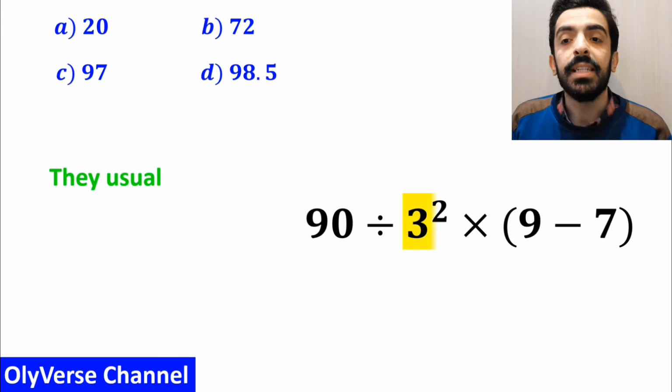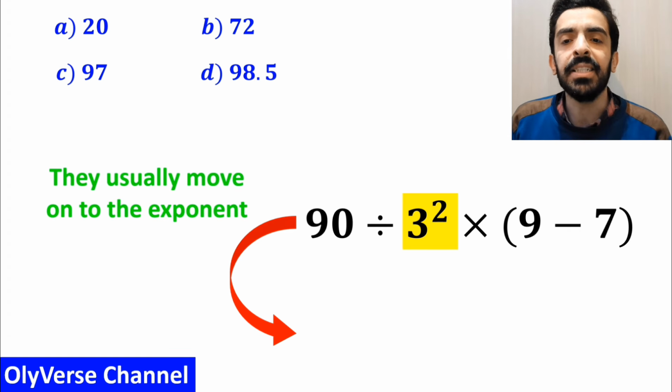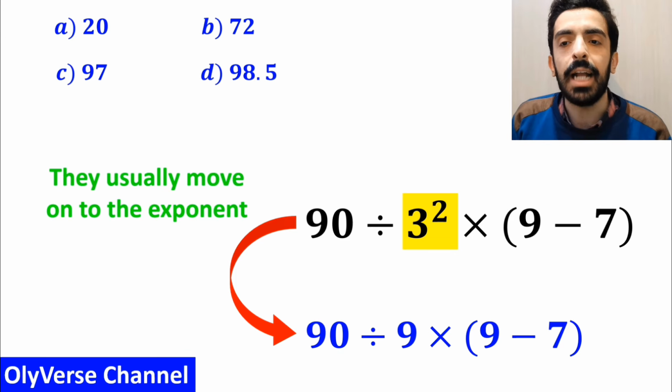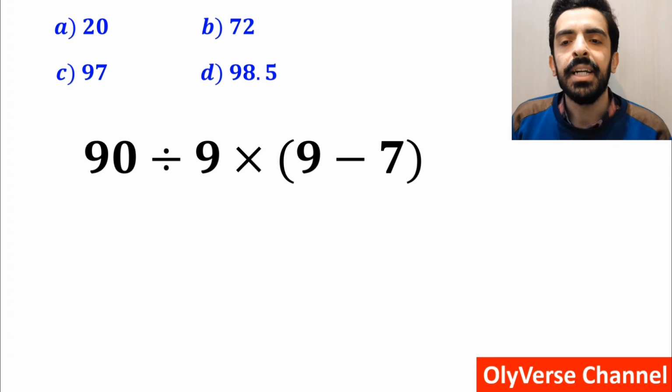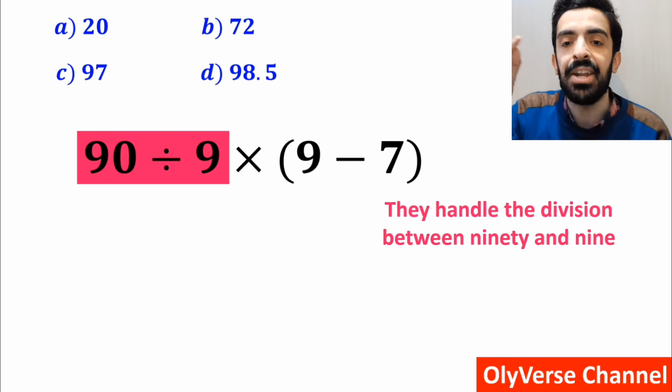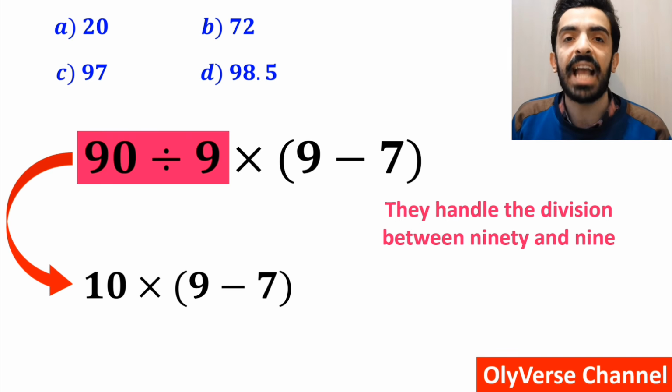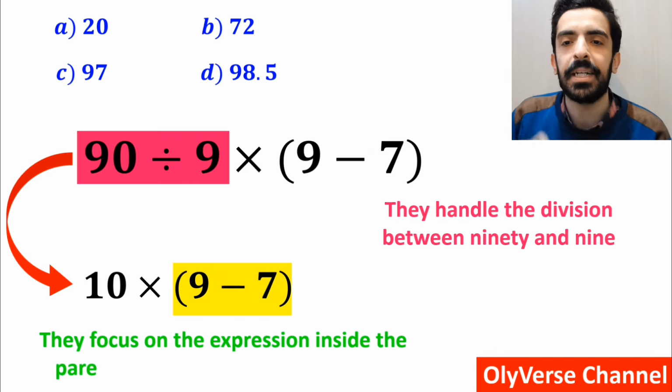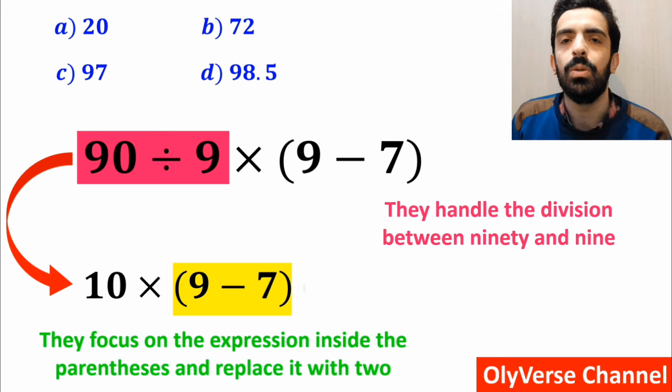And the next step, they usually move on to the exponent and write this expression in the simplified form below. 90 divided by 9 multiplied by 9 minus 7 inside the parentheses. Then, they handle the division between 90 and 9 and replace this expression with 10 multiplied by 9 minus 7 inside the parentheses. And the final step, they focus on the expression inside the parentheses and replace it with 2.